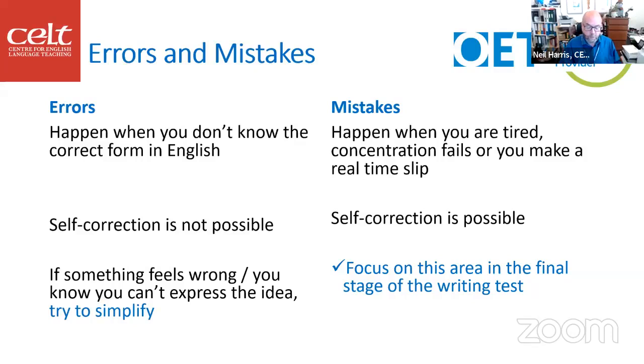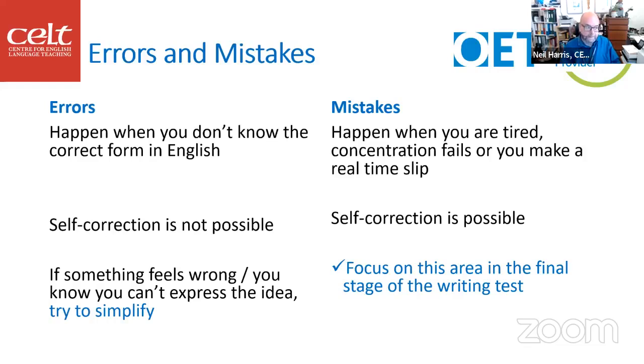And for that, I just want to quickly make you aware of the differences between errors and mistakes. On the left-hand side of the screen here, you'll see that errors are related to things that you don't know in English. You don't know how to say it, you've not studied it. Well, this is an idea that you can say in your own language, but you just don't know how to say it in English. You can't correct what you don't know. And therefore, it seems to me that there is no point trying to correct grammar where you just don't know. What you can do, however, is if you think, this doesn't look right to me, I don't know why, try and rewrite it, try to paraphrase it or to simplify it.